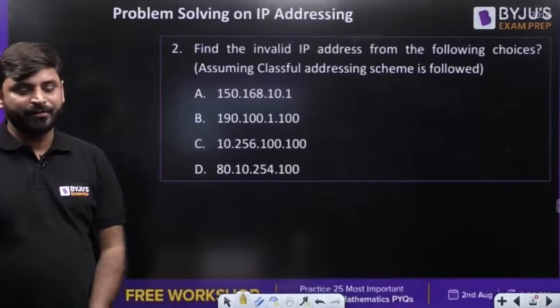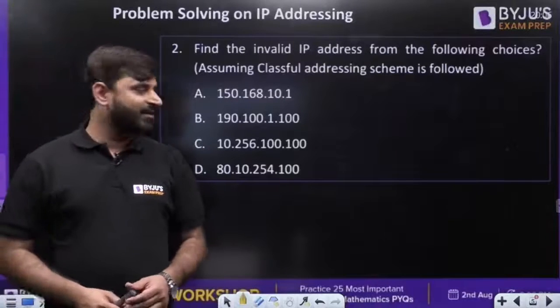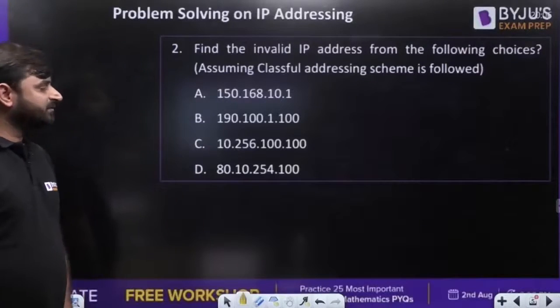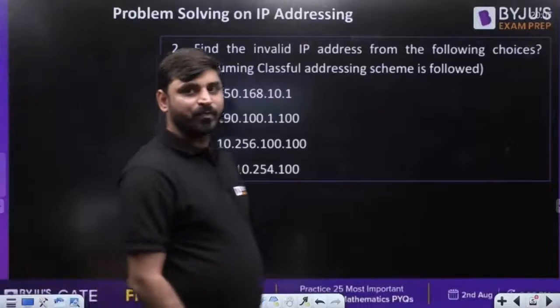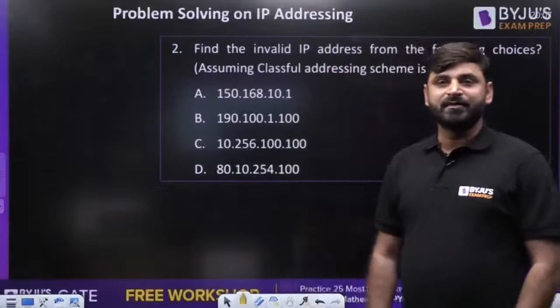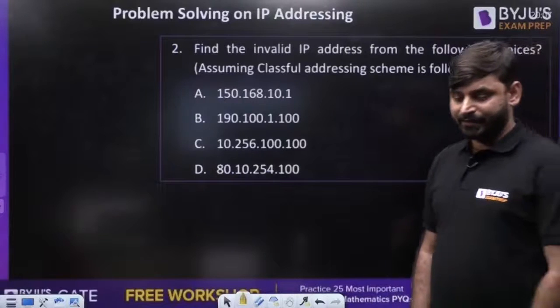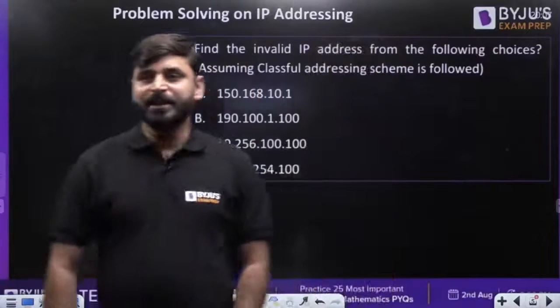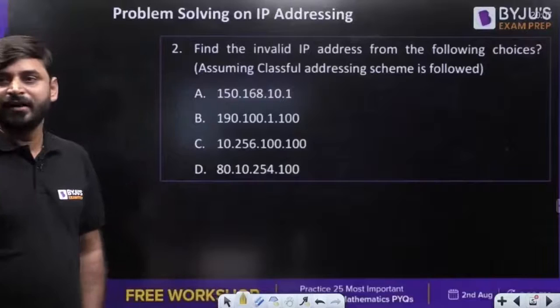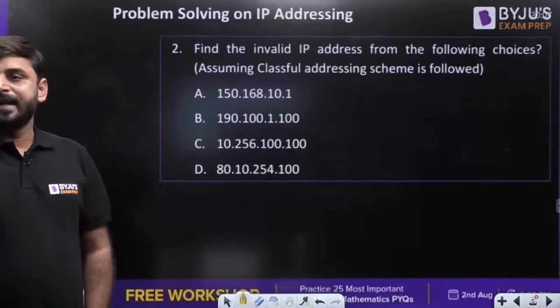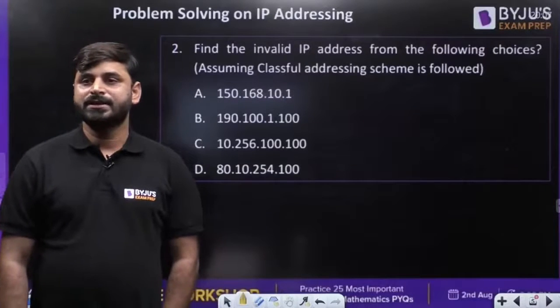Four options are given. Which of the following is invalid? Option A, option B, option C, option D. Priyanka is saying that C, Nisa Bharti C, Sahija C.